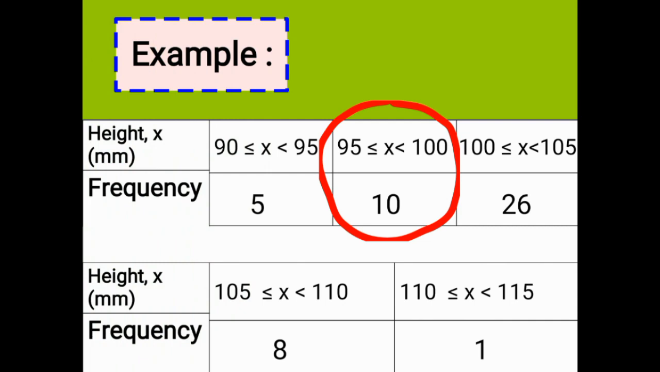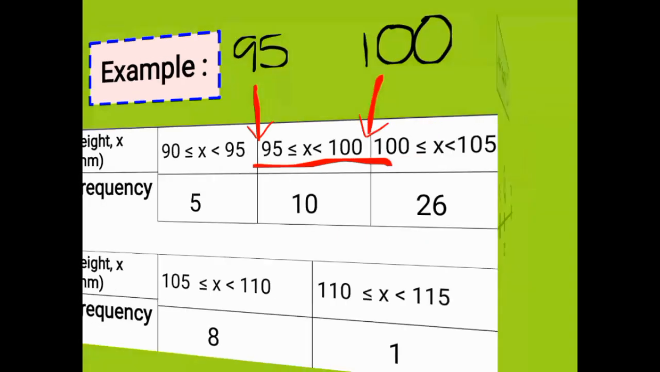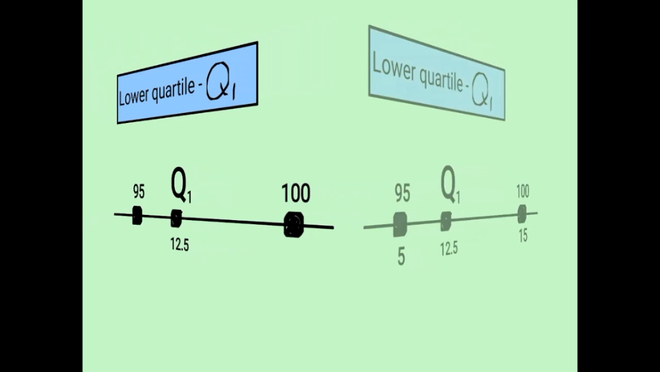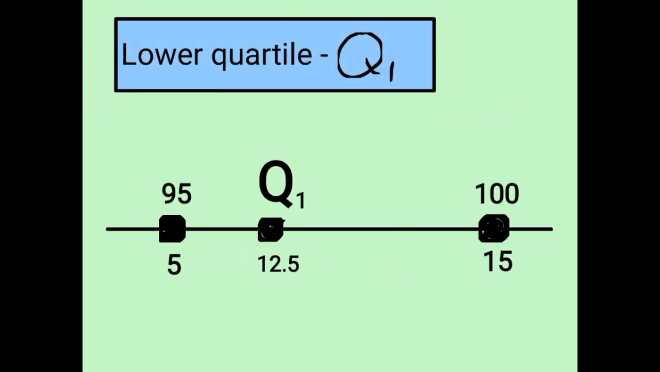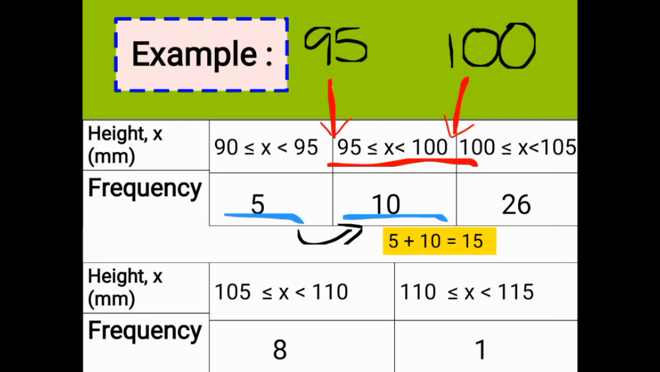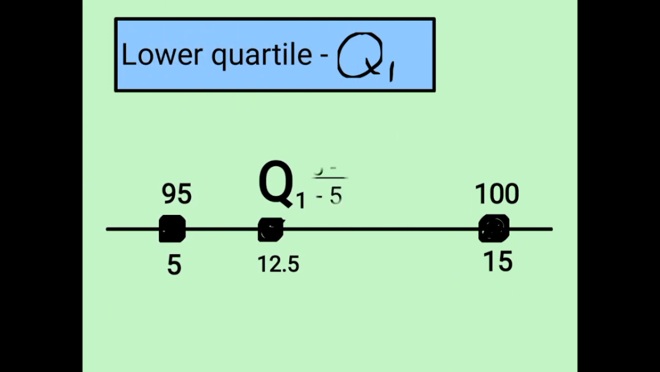Before using interpolation, let's find the class boundaries for this class. So, it's 95 and 100 as the data has no gaps. The endpoints on the line at the top represent the class boundaries, in this case 95 and 100. The values on the bottom are the cumulative frequencies for the previous classes and this class. The frequency is 5 in the previous class, x is greater than or equal to 90 but less than 95. And adding the two frequencies 5 and 10 gives us a total of 15 up to the class x is greater than or equal to 95 but less than 100.